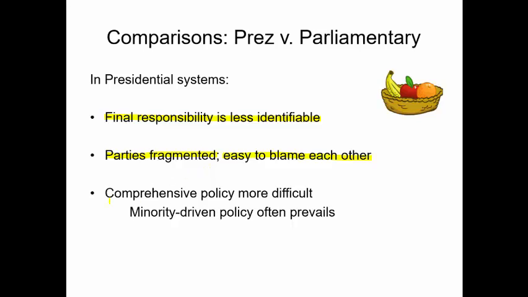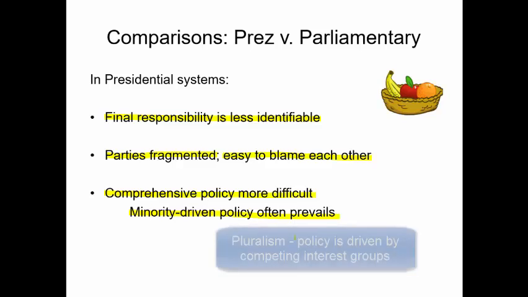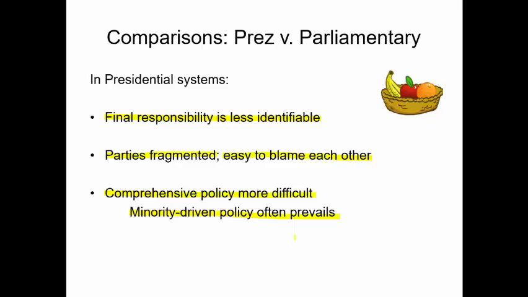So therefore, in the presidential system, comprehensive policy is more difficult. And we can also see that minority-driven policy often prevails. And we've already talked about this, particularly in the case of interest groups. In the pluralist system of America, where interest groups are driving the policy for the most part, a very vocal or a powerful interest group that does not represent a majority of American interests could certainly get policy hammered through lobbying, which we've talked about, campaign contributions, assisting congressmen, advertising campaigns, just because of the fact that they are more committed and more vocal about their policy.